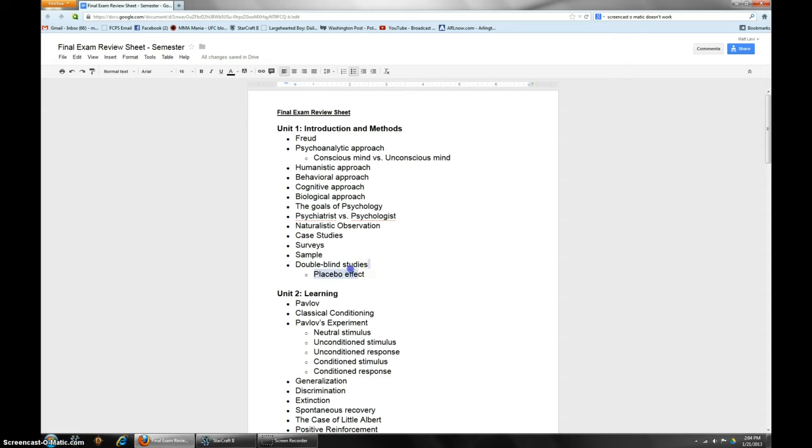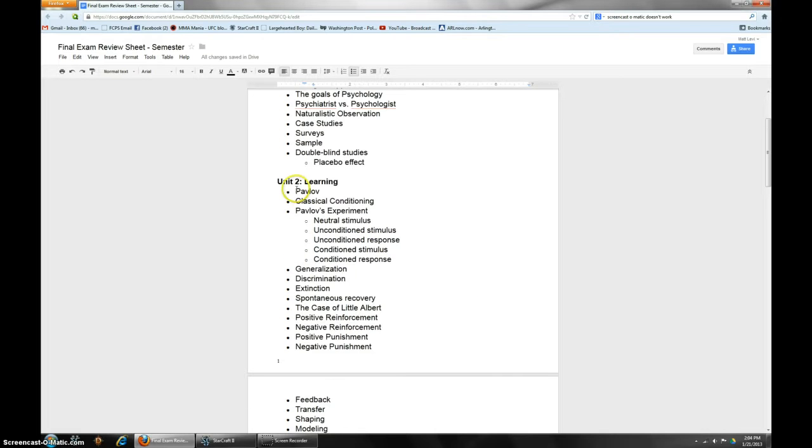Another one that might trip you up is a double-blind study. Double-blind studies are used to eliminate the placebo effect. The placebo effect is the idea that expectations can impact outcomes.